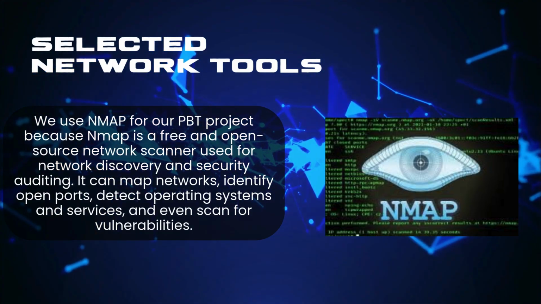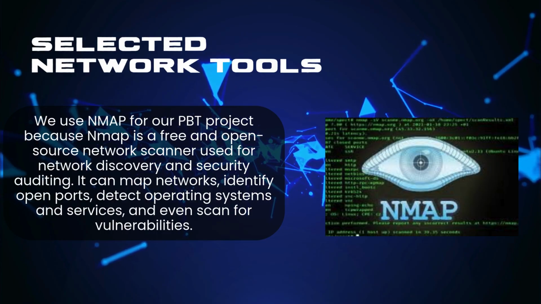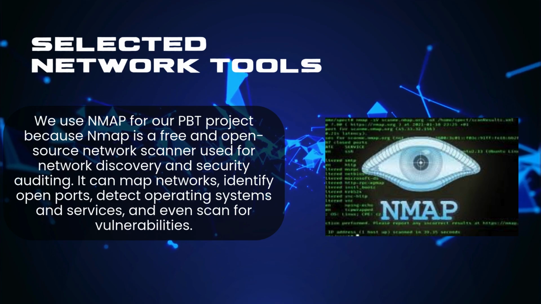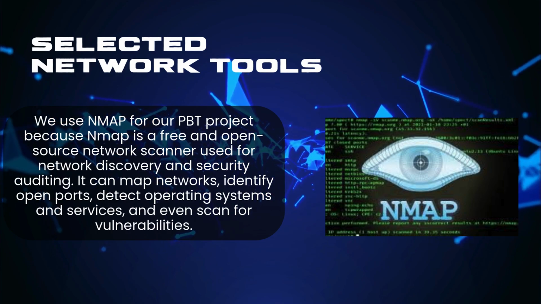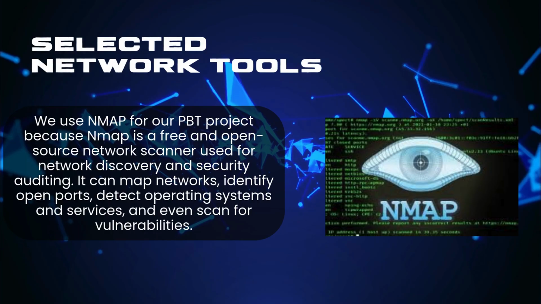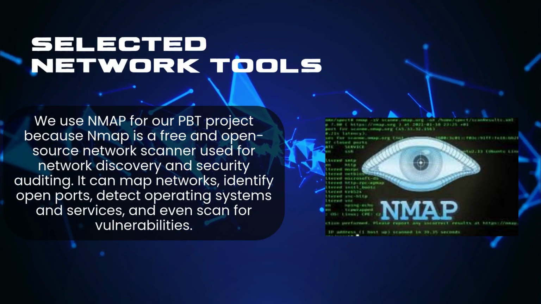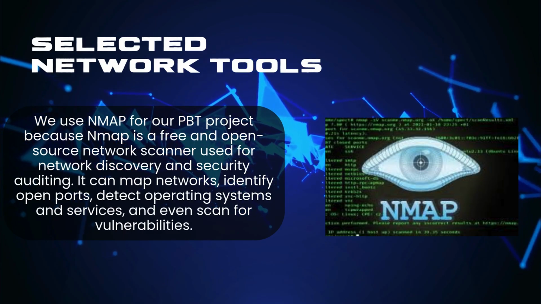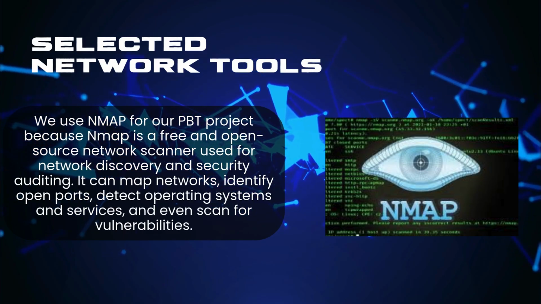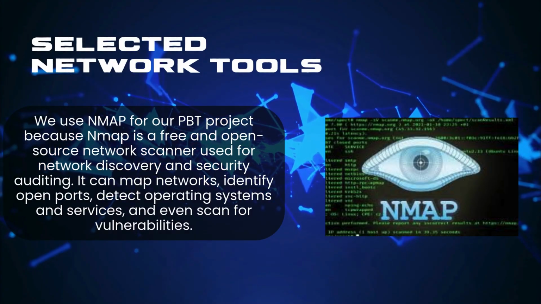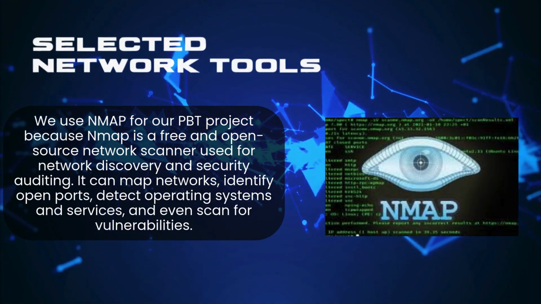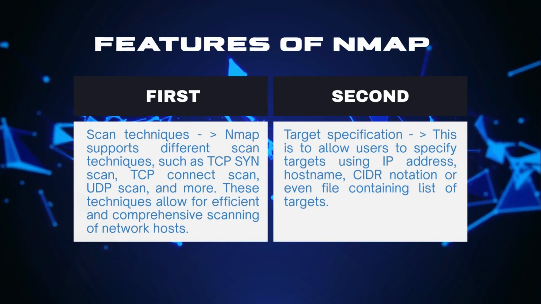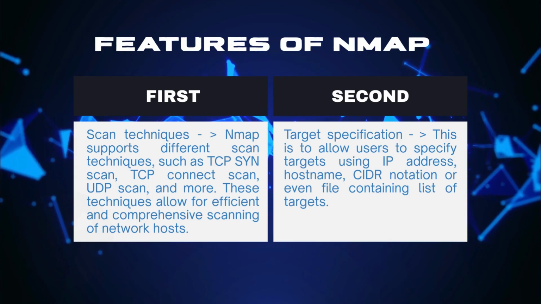Why do we use Nmap for our PBT project? Nmap could help us find active devices, show open ports, detect operating systems and running services, and allow us to identify vulnerabilities. What can Nmap do? Nmap can scan networks, whether small or large, check firewalls, generate network maps, and support different scans like SYN scan, UDP scan, and more. There are two features of Nmap: scan techniques and target specification.